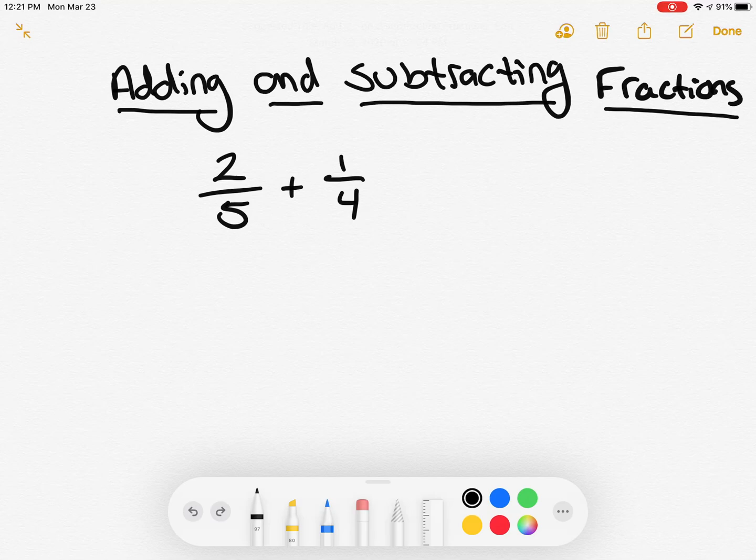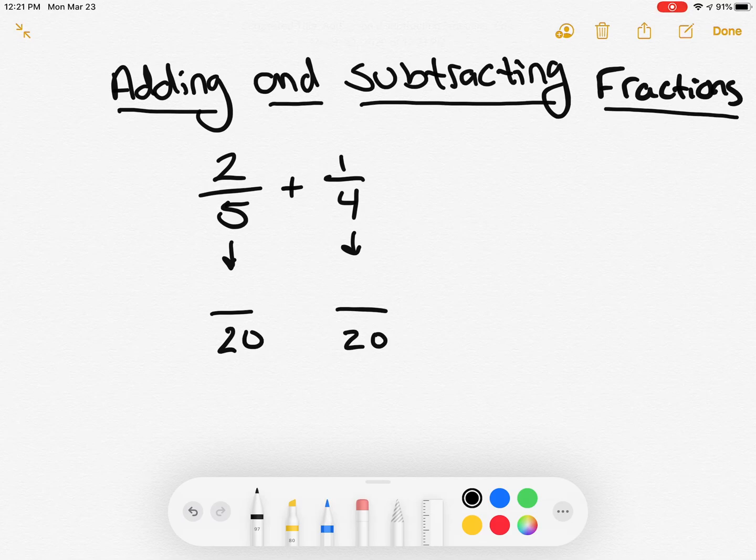To find a common denominator, we just think of the least common multiple of the two numbers. So for 5 and 4, the least common multiple is 20. So we're going to create equivalent fractions that have 20 as their denominator. Now we can't just make it 2/20 and 1/20 because those are not equivalent to 2/5 and 1/4.